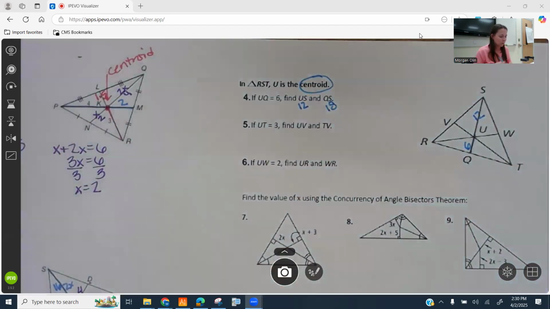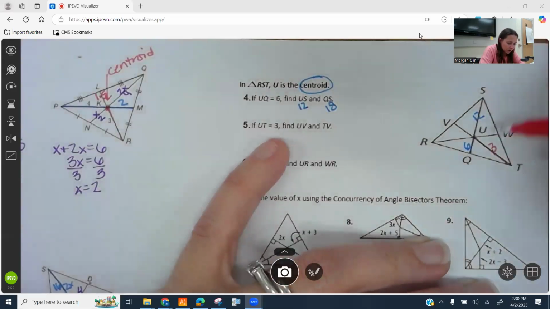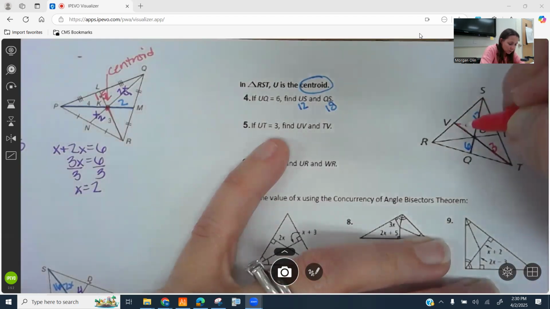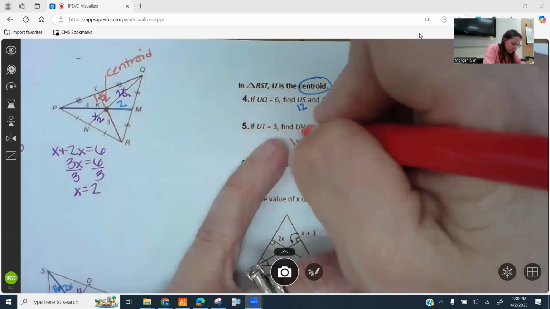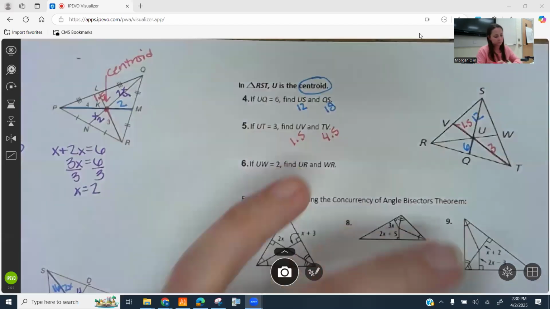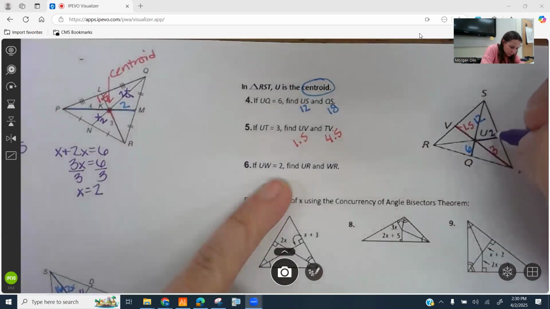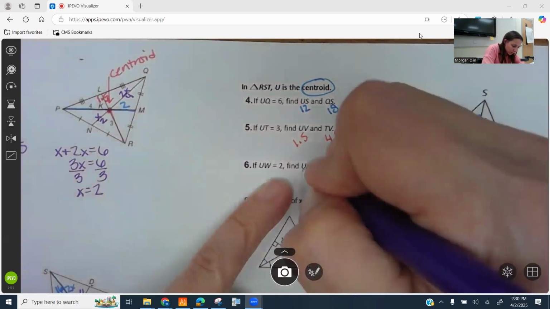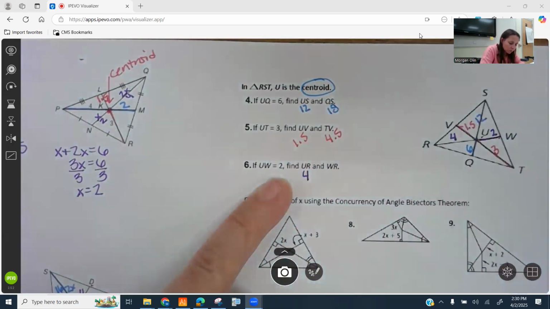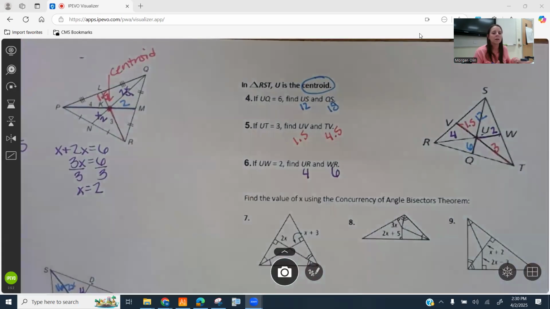Now let's do the other part, UT. Notice UT is the bigger part right here. That's 3. So UV is the smaller part. Take half. That's 1.5. And so TV, when I add it together, I get 4.5. And then UW. UW is 2. That's the smaller part. So I know this part, RU or UR, is 4. And then WR, we just add those together and we get 6. So hopefully you got those correct, because it's the same thing we've been doing.